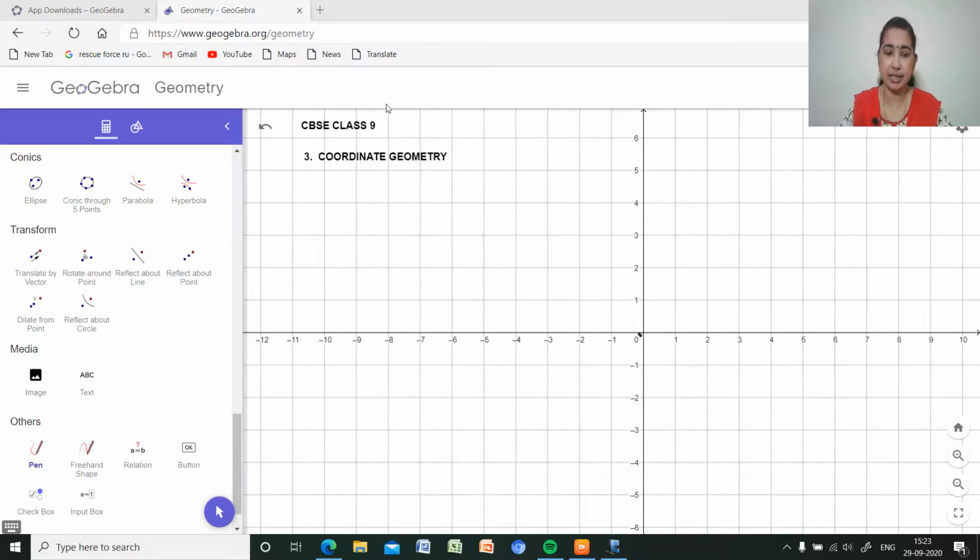Today I am discussing CBSE Class 9 Chapter 3 Coordinate Geometry. So where is coordinate geometry used and why are we learning it? It is to locate a point in the plane. In your lower classes we used to draw a number line and locate real numbers on the number line. Here we need to locate a point in the plane.